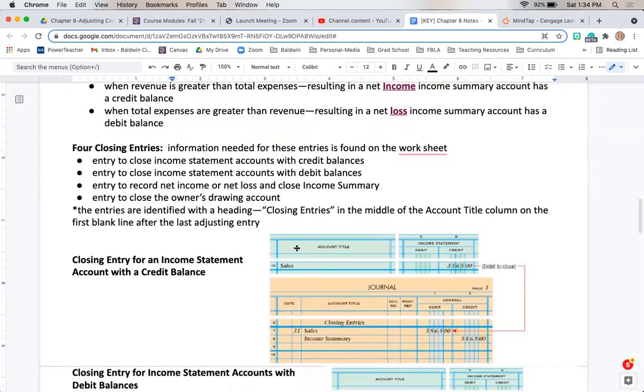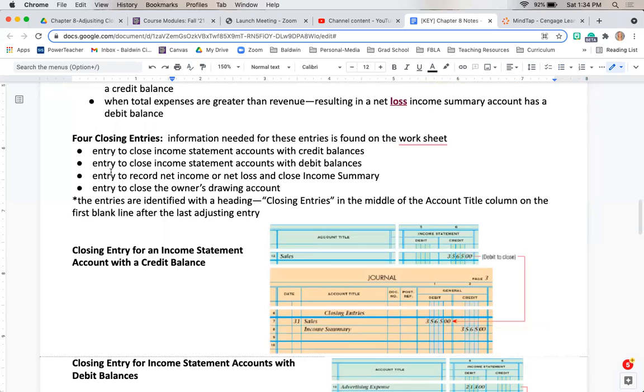So the steps for closing entries, which we're going to do in MindTap, so please read through these notes. The first one is we're going to close all of our income statement accounts with a credit balance, which is going to be our sales account. So we close sales into income summary. In order to close sales, we have to do the opposite. Sales normally has a credit balance here. To close it, we're going to debit sales, which will zero that account out and close that amount into income summary.